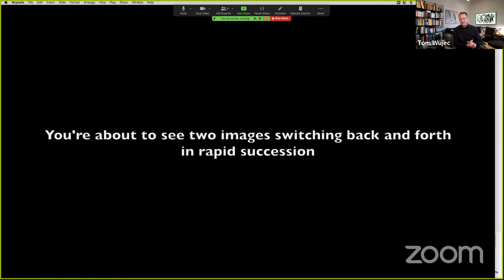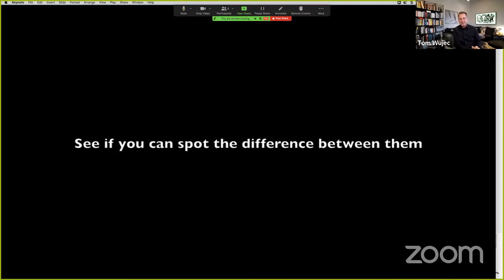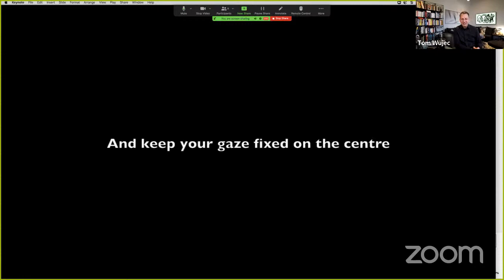Here's a lovely illustration called change blindness that shows the limitations of visual thinking. And so let me just show this to you. You're about to see two images switching back and forth in rapid succession. See if you can spot the difference between them. Keep your gaze fixed on the center.